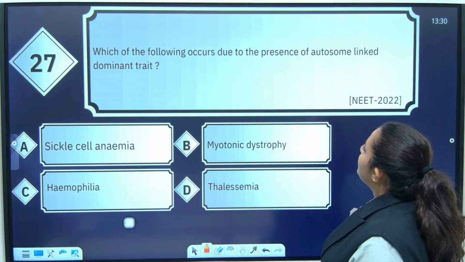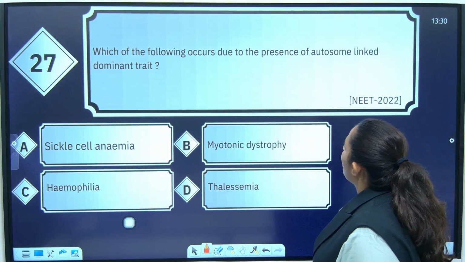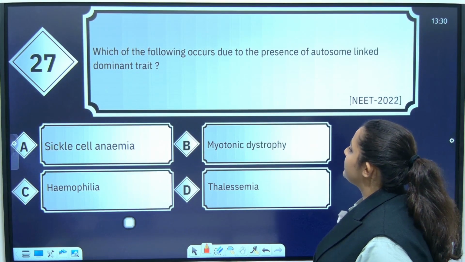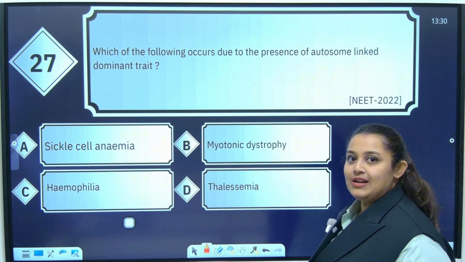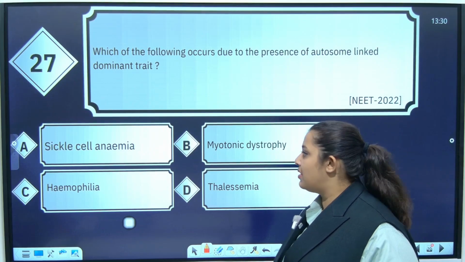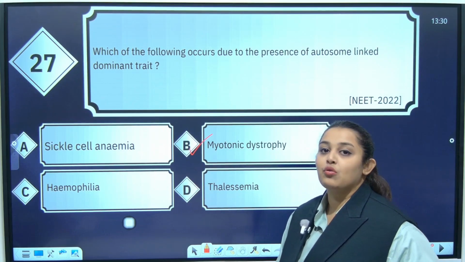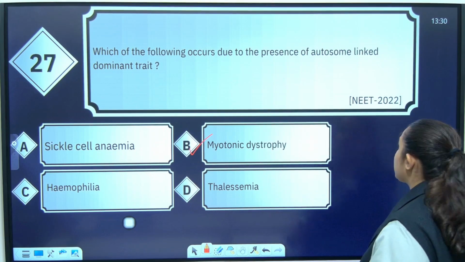Next one, which of the following occurs due to the presence of autosome linked dominant trait? So autosome linked dominant trait, always remember answer is B, myotonic dystrophy.